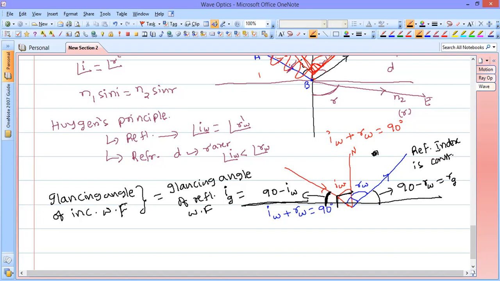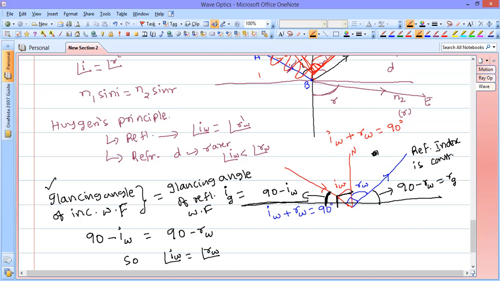If there is a change in medium, then the light ray will get deviated. Right? Here, since there is no change in medium, with the same angle it will reflect back. So that's why we can say that 90 minus IW is equal to 90 minus RW. Okay? Is it fine? Okay? Manish? Do you understand this one?